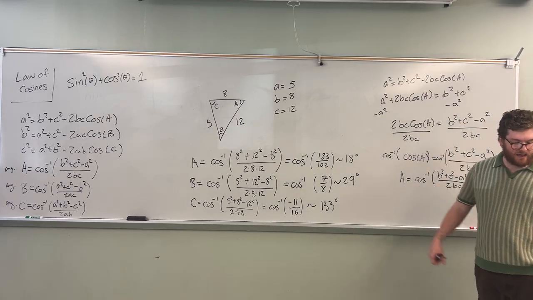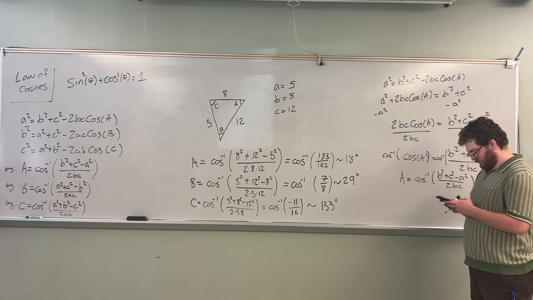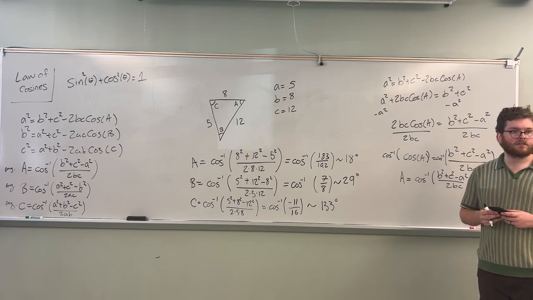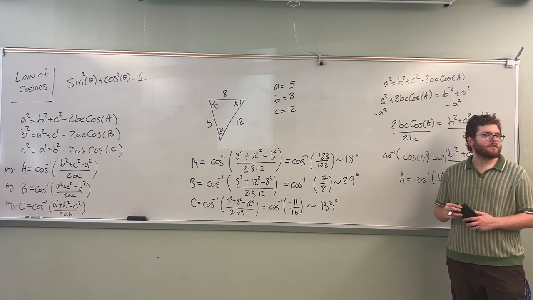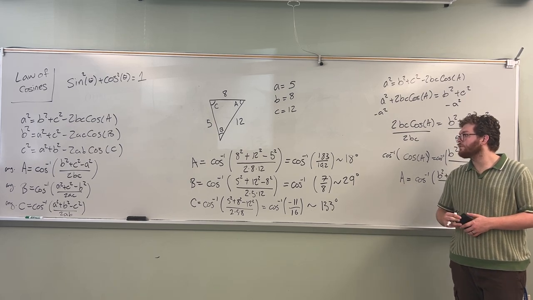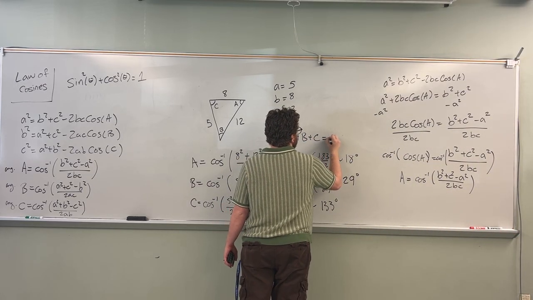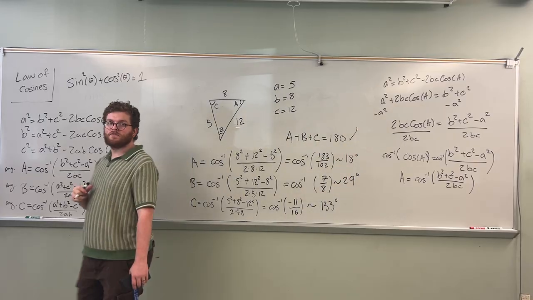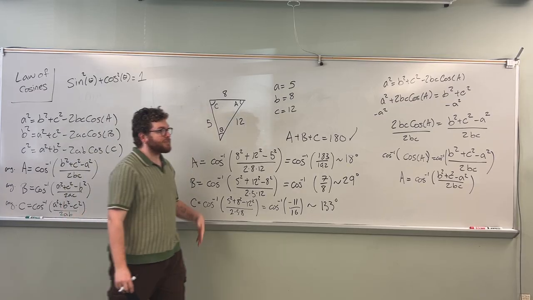I want to check that these angles add up to 180. 18 plus 29 plus 133, I get 180. So your answer might be off by a degree or two if you rounded like I did, but I rounded in just the right ways for it to work out there. Cool. So we have A plus B plus C equals 180. We're all good. And we were able to solve the angles of this triangle just using the side lengths. And again, this works for any triangle that you have.